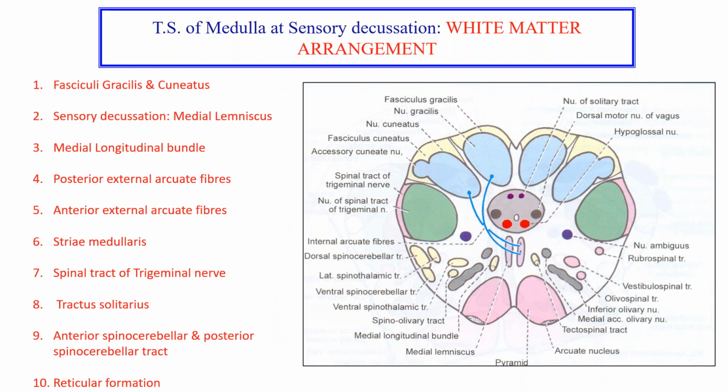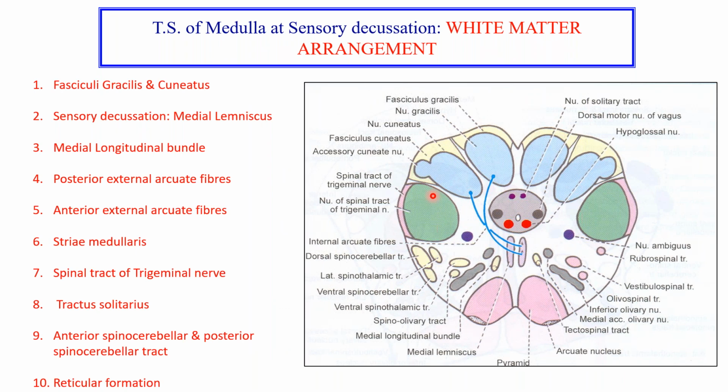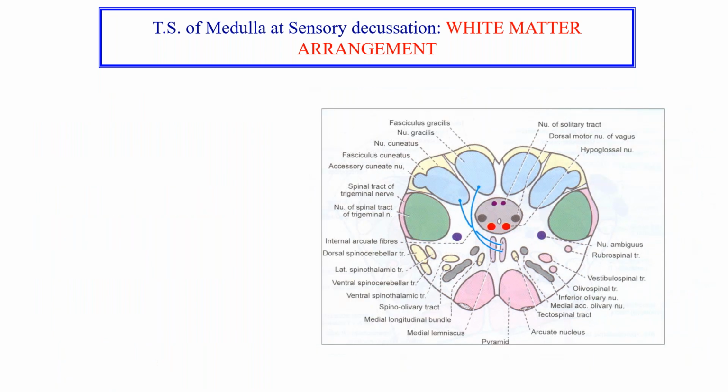After making all these, now let us see what are the white matter arrangement at this particular level. So we have completed the gray matter nuclei. All these were the gray matter nuclei. Now we come to the white matter arrangement. So white matter is the fasciculus gracilis and fasciculus cuneatus that you have to draw as you have drawn it in the previous thing also. Then the medial longitudinal bundle, right? Medial longitudinal bundle, and then the rest of the fibers. I'll come into details of each one of them.